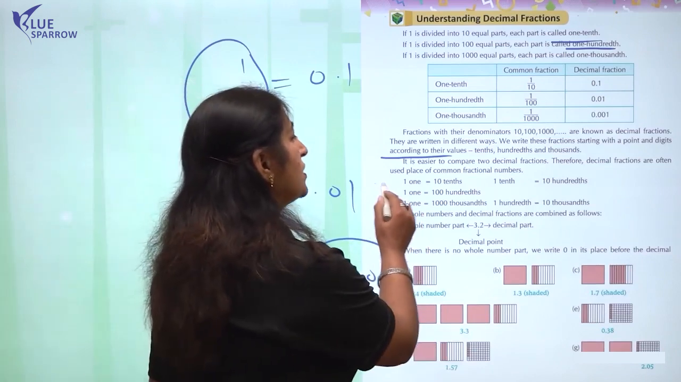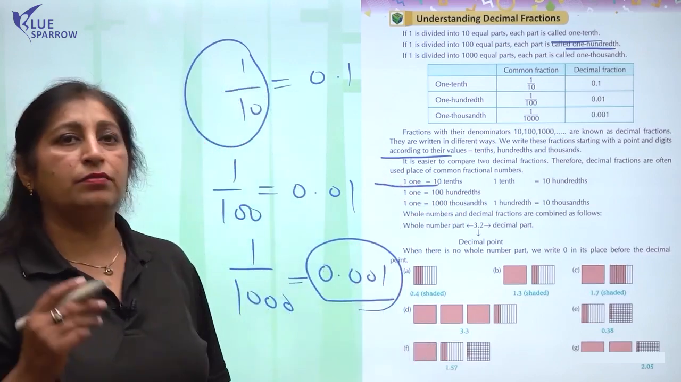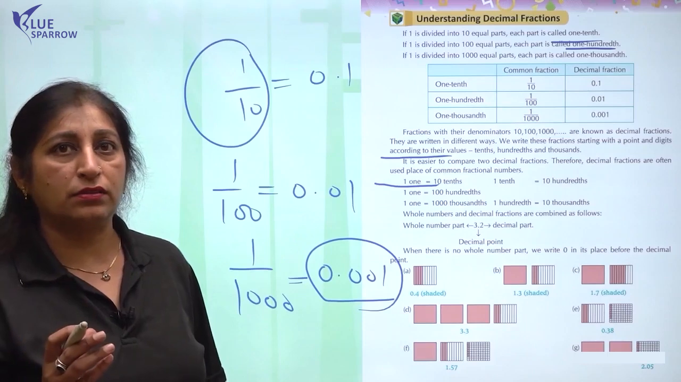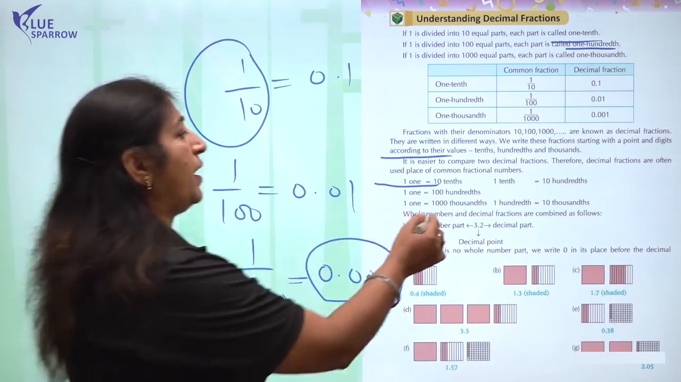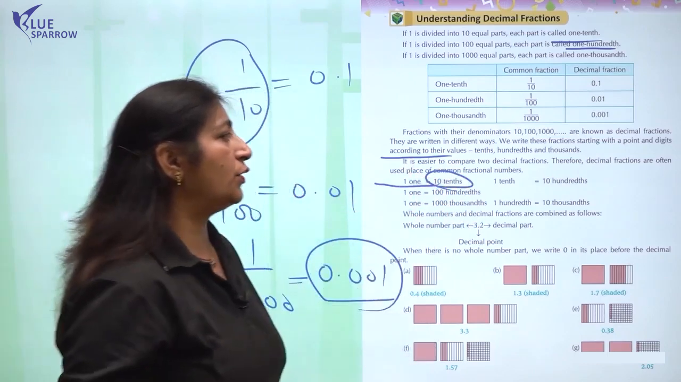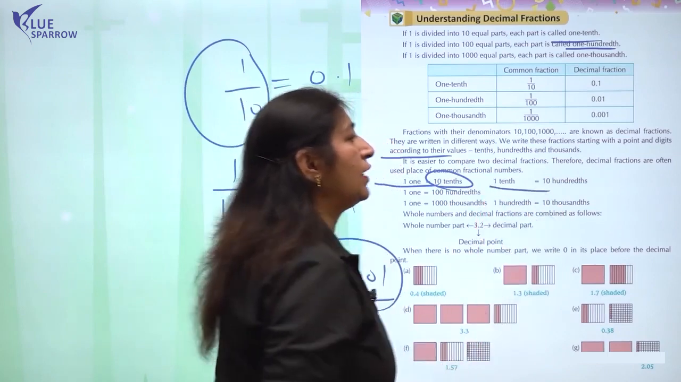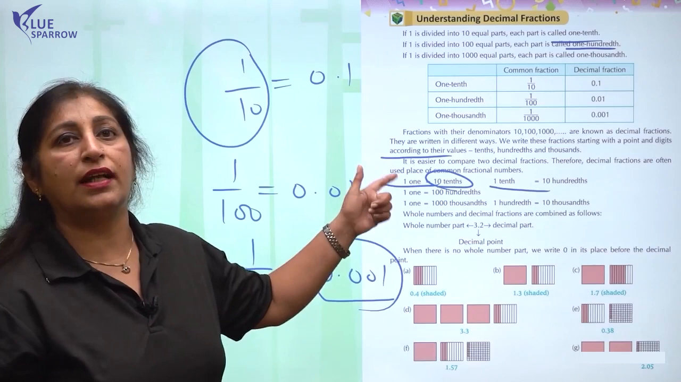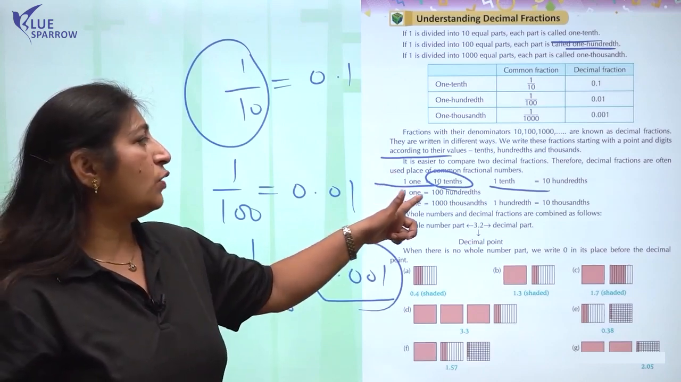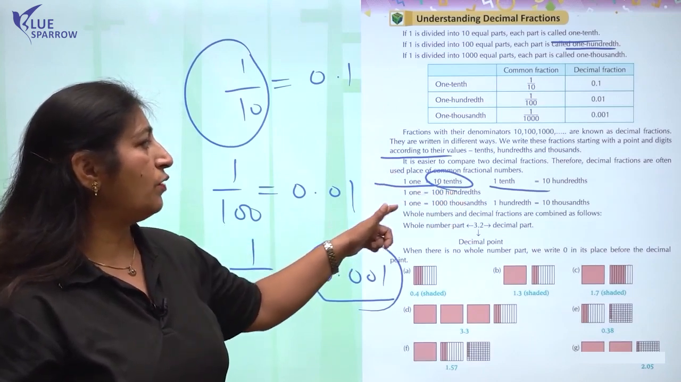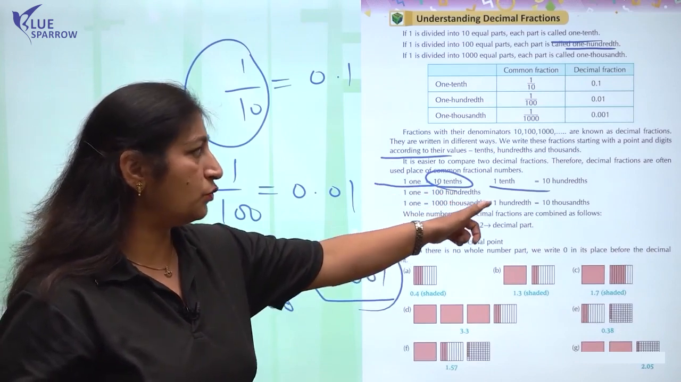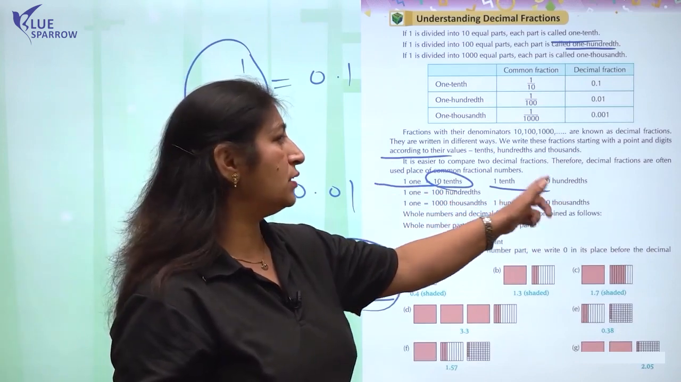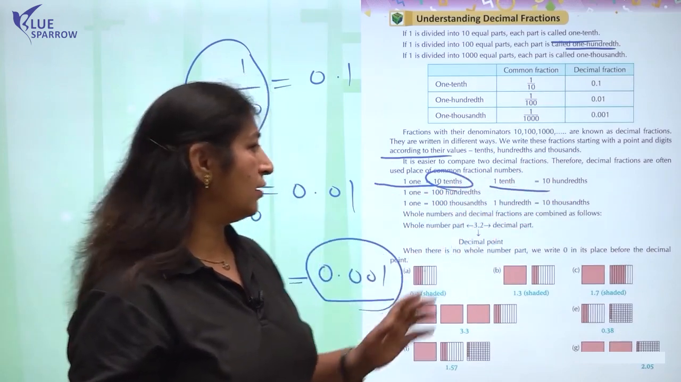So if we just take one part, means one ones, we are taking just the tenth part. 10 tenths is equal to 1, and 1/10 is equal to 10 hundredths. These are the relationships between them. 1 equals 10 tenths, 1 equals 100 hundredths, 1 equals 1000 thousandths, 1/100th is equal to 10 thousandths, and 1/10 equals 10 hundredths.